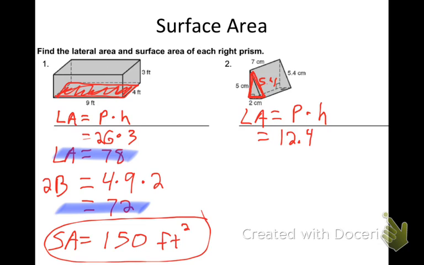12.4 times the height. What's the height going to be? Height is 5. What'd you say, Capri? It's not 5. It's actually 7. Why is it 7? Because this prism's tilted on its side there. Does everybody see that? Prism's tilted on its side. So I'm going to take 12.4 times 7. That gives me a lateral area of about what?